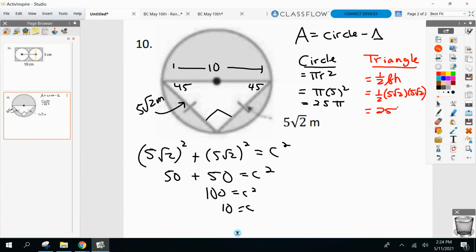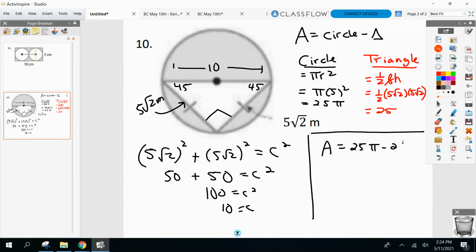All right, so the area of the shaded region now is going to be 25 pi minus 25. And whatever the directions were, round to the nearest tenth. If it said leave your answer in terms of pi, this is where I'm at right now. This is in terms of pi right now. But if it said nearest tenth, obviously we go to the calculator and subtract. All right, so there's number 10 from the back of the packet.